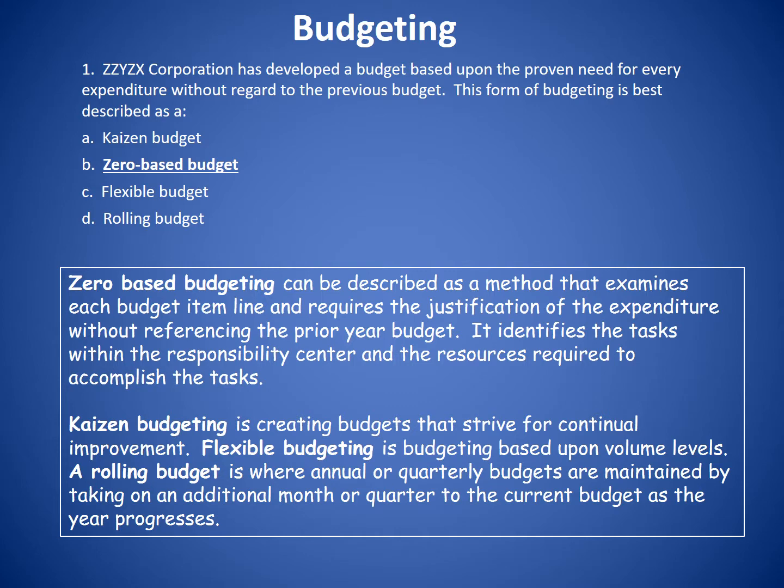A rolling budget is where annual or quarterly budgets are maintained by taking on an additional month or a quarter, or basically tacking that additional month or quarter onto the current budget as the year progresses, and that's why we call that a rolling budget.